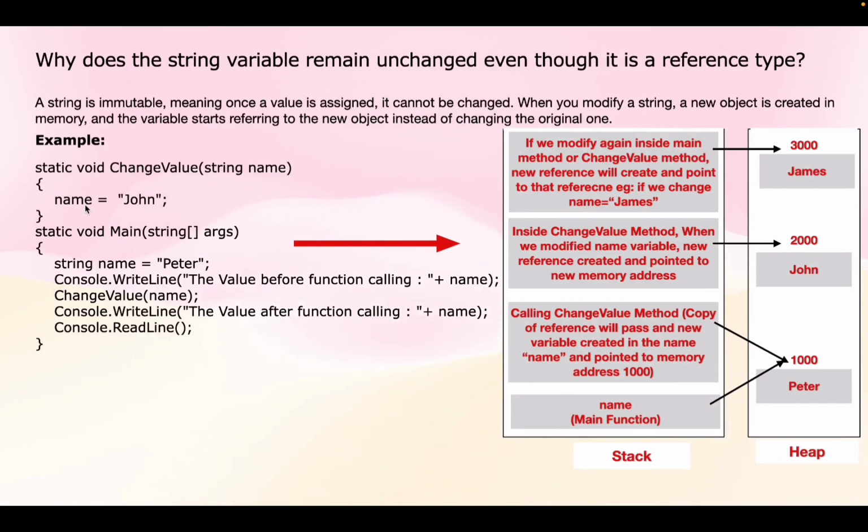And also if we modify the name variable again inside the change value method or main method, a new reference will be created in heap memory and the name variable will also point to that new reference. So whenever we modify a string, a new object is created in memory and the variable starts referring to the new object instead of changing the original one.